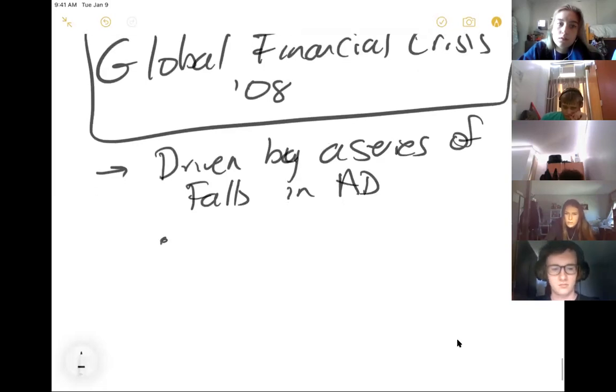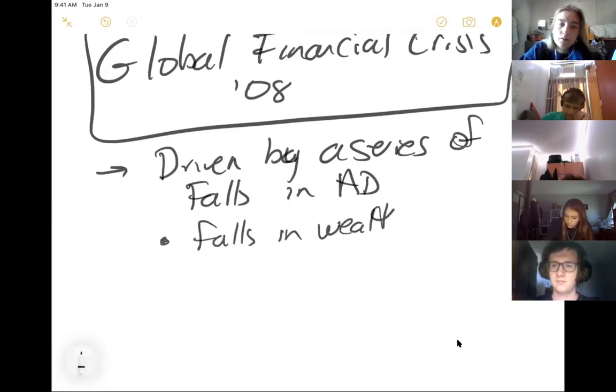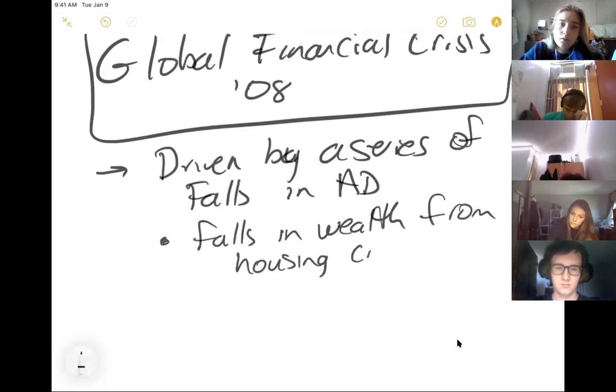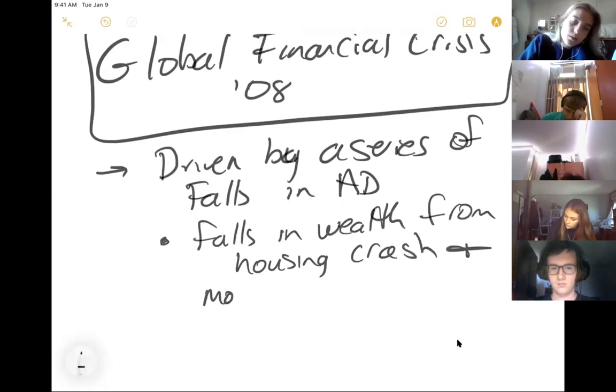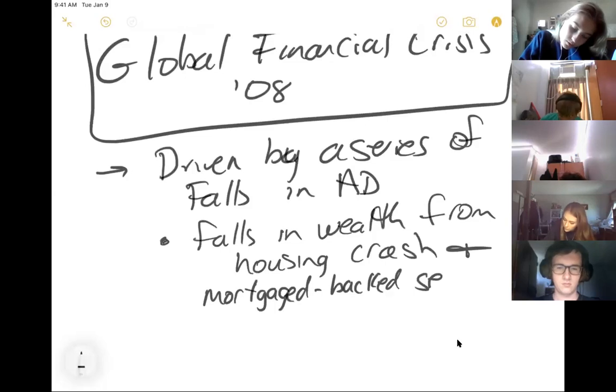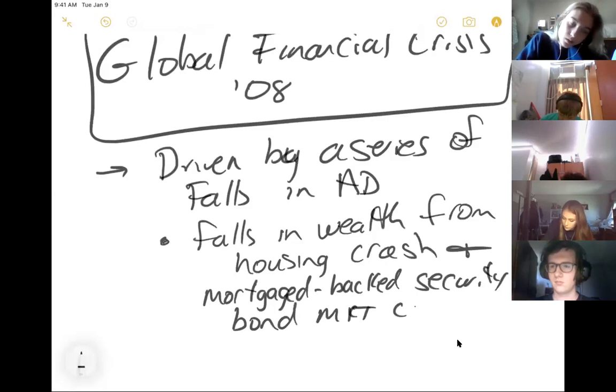What were some of these things that shifted down aggregate demand? The incredible losses in wealth from the housing crash and the mortgage-backed security bond market crash. We talked about mortgage-backed securities last Friday.